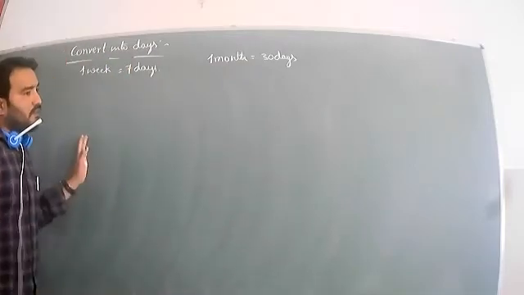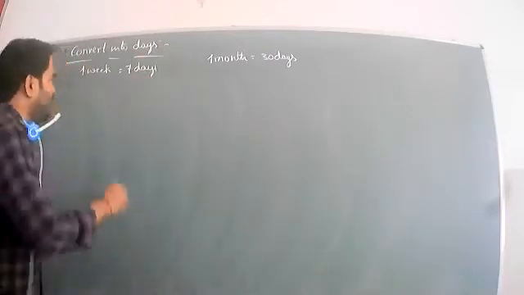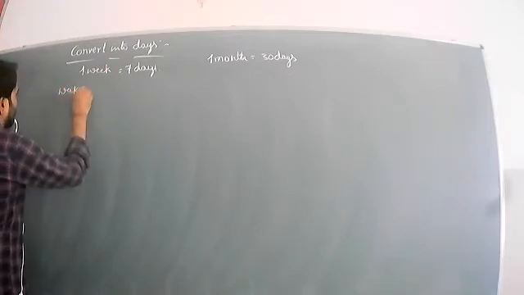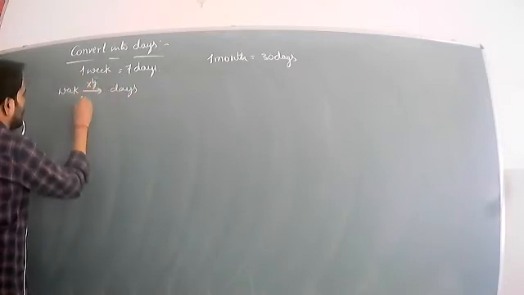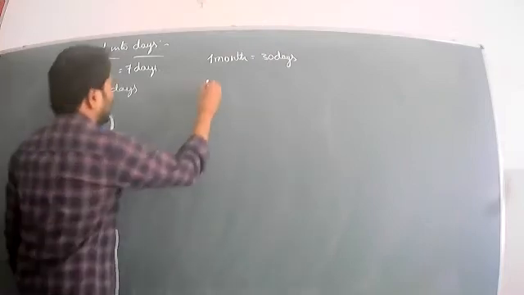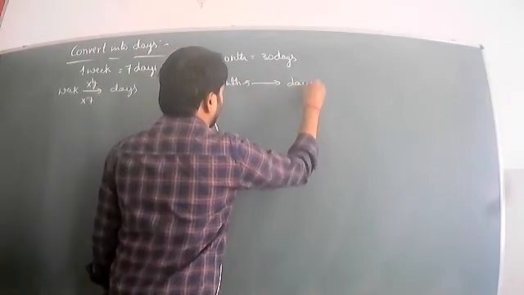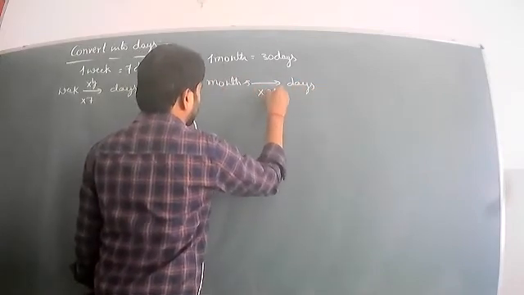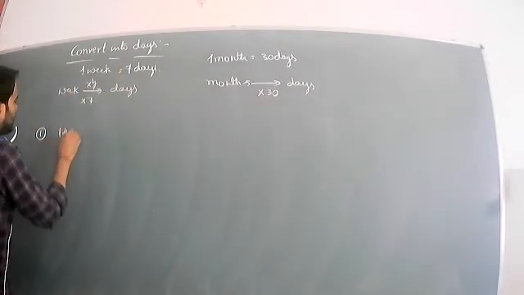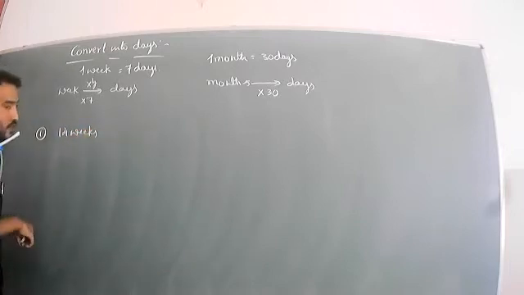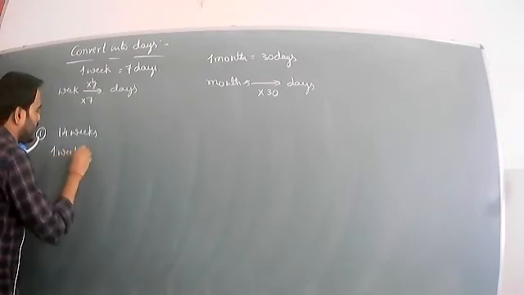So here, when converting a bigger unit to a smaller unit, we use multiplication. When week to days, we should multiply. It is the multiplication symbol. So multiply by 7. When we convert months to days, we multiply by 30. Okay, one example I will give. 14 weeks. We should find out the days. So 1 week equal to how many days? 1 week equal to 7 days.